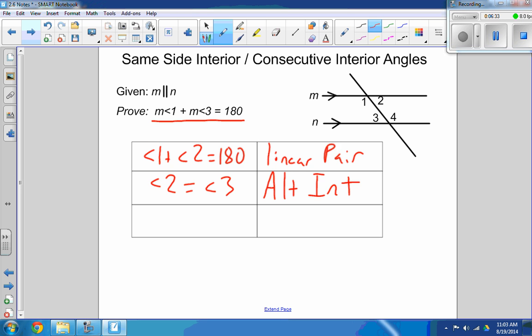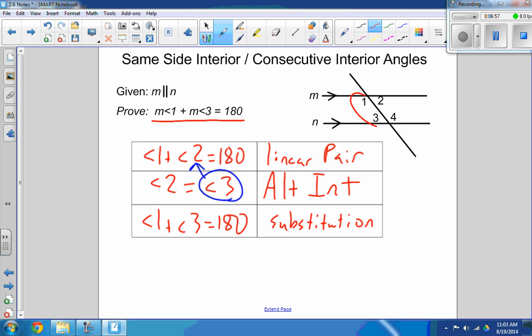Now I can substitute angle 3 into angle 2. Well, why can I do that? Because they're congruent. So now I have angle 1 plus angle 3 equals 180 by substitution. And so these angles are supplementary. Same side interior or consecutive interior angles are supplementary.